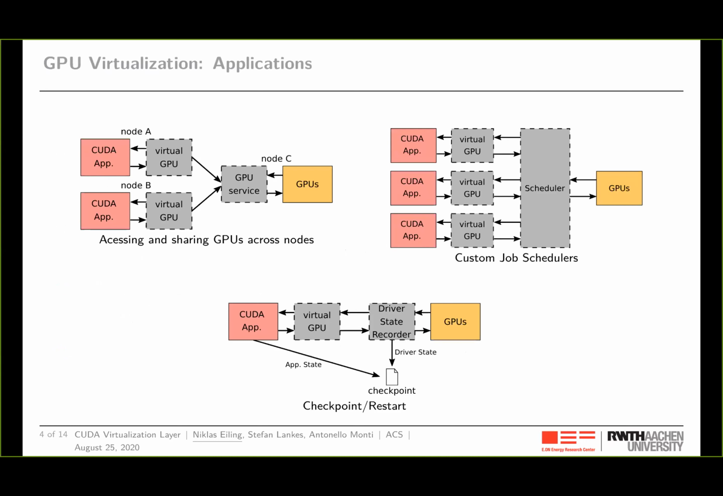Some applications where a customizable virtualization layer can be of use are shown here. In the top left, we have several CUDA applications running on different nodes in a cluster. Using the virtualization layer, it is possible to use a GPU for execution that is installed in a system separate from the systems where the CUDA application was originally started. So nodes A and B here don't even need to have a GPU installed, while node C can execute the GPU-related code from these applications.